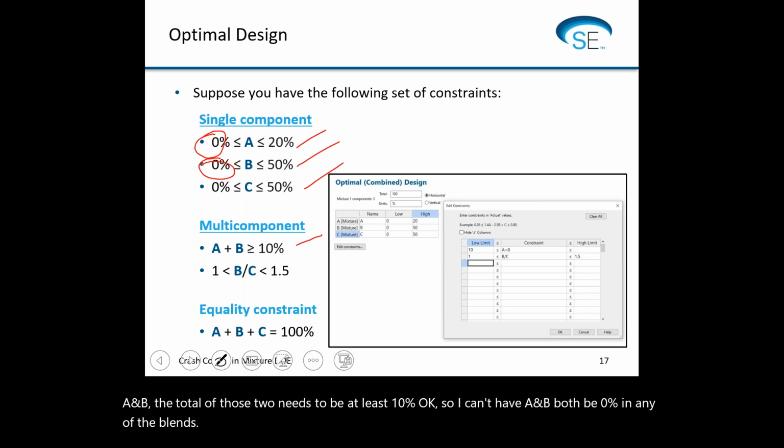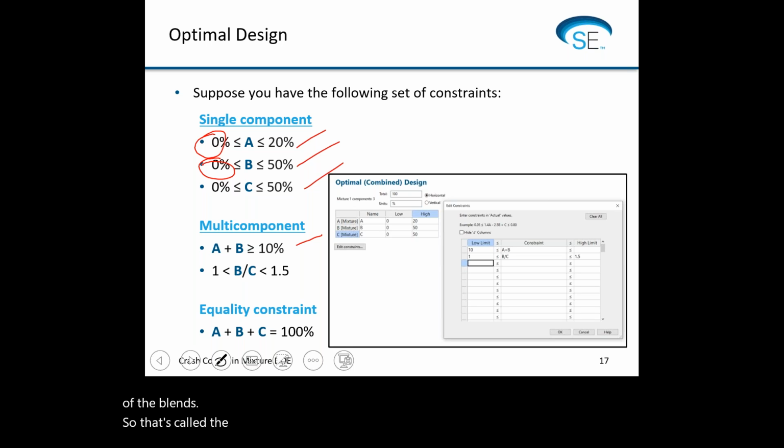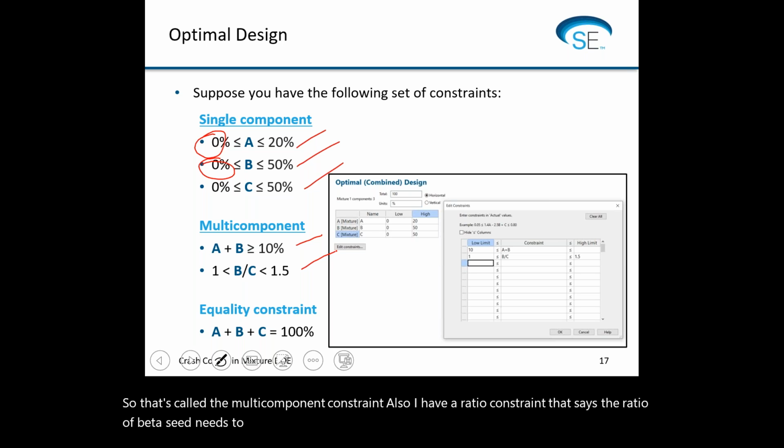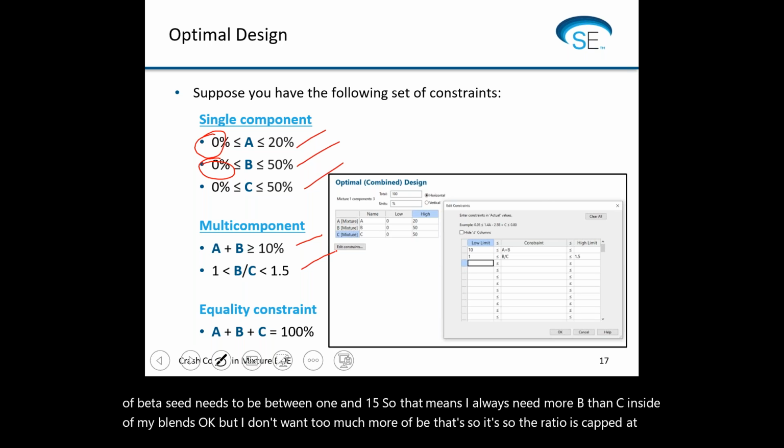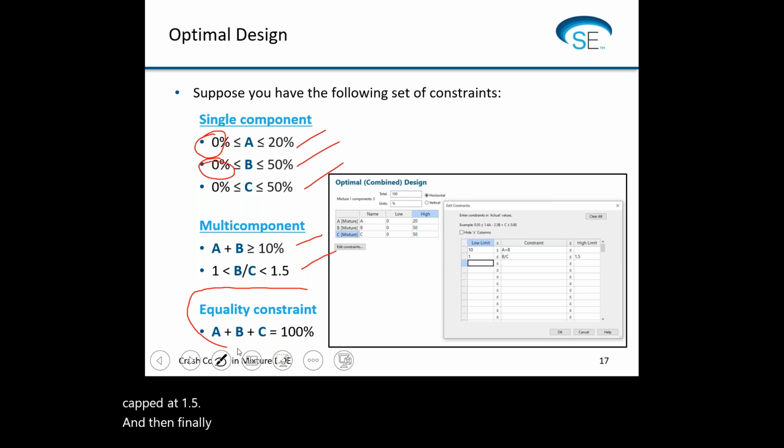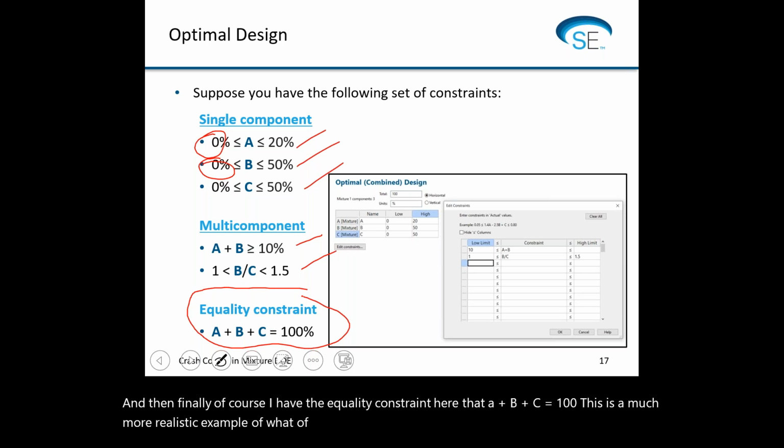So that's called a multi-component constraint. Also, I have a ratio constraint that says the ratio of B to C needs to be between 1 and 1.5. So that means I always need more B than C inside of my blends, but I don't want too much more of B, so the ratio is capped at 1.5. And then finally, of course, I have the equality constraint here that A plus B plus C equals 100%. This is a much more realistic example of something that I would see.